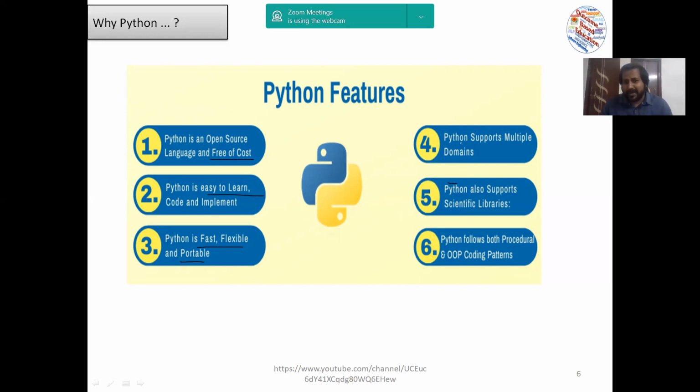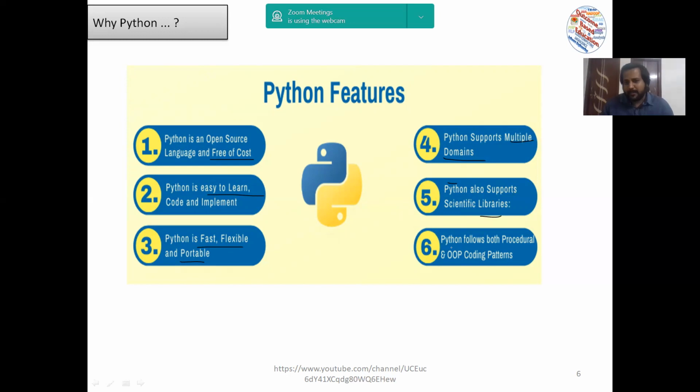And next, Python supports multiple domains. Multiple domains means you have different domains in your society. Like you can have scientific applications, mathematical applications, or both scientific and mathematical applications, or business applications, web applications, or standalone applications. Different domains are using Python, and Python also supports scientific libraries. So this is also one of the advantages.